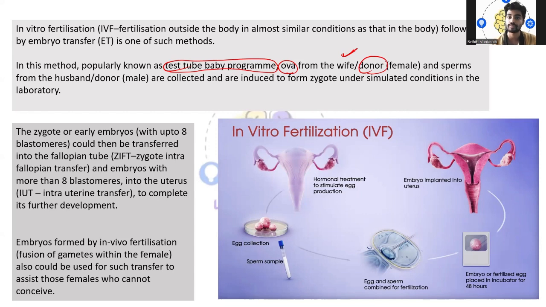who is able to produce healthy ova or ovum, and healthy sperm from the husband or the donor, which is male. So they are going to collect it. Now the egg has been collected and the sperm sample has also been collected.